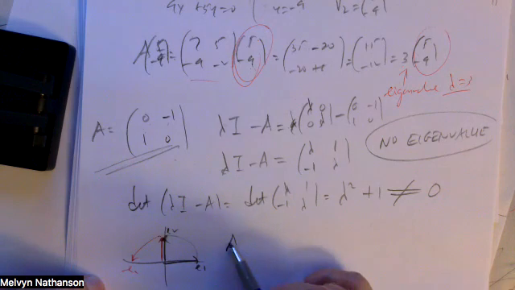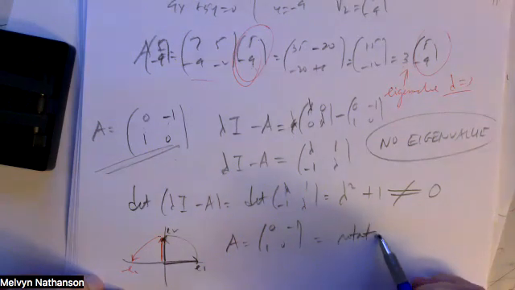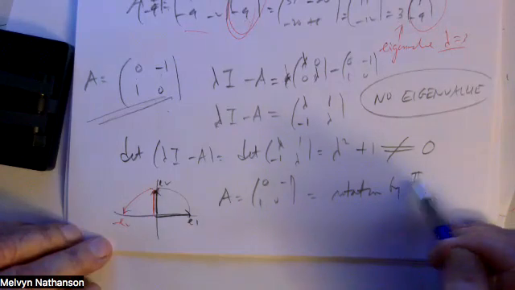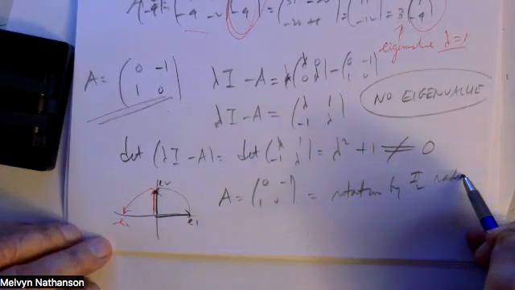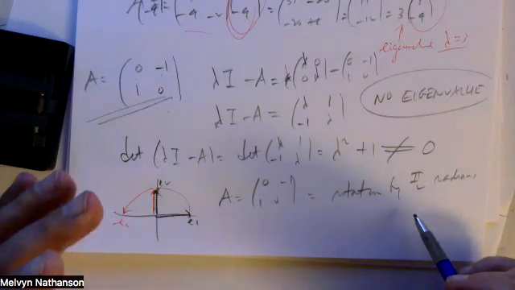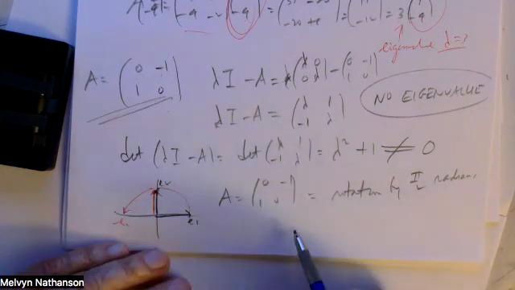So in fact, this matrix A, 0, minus 1, 1, 0, corresponds to rotation. Vectors are rotated around the origin by pi over 2 radians, or 90 degrees. A rotation has no eigenvalues, because an eigenvalue preserves the direction.